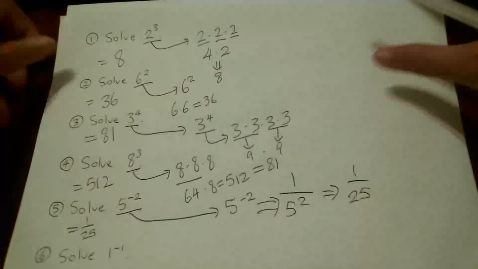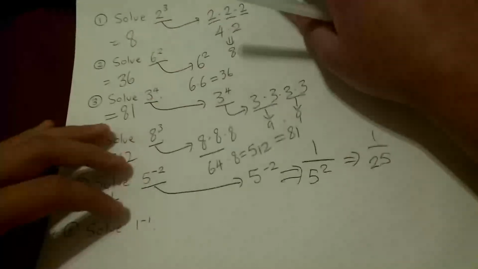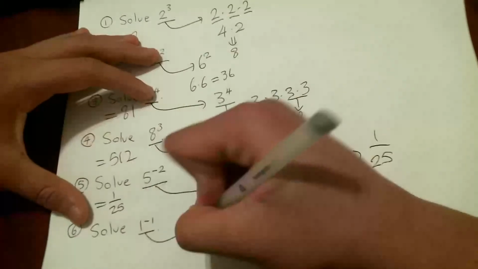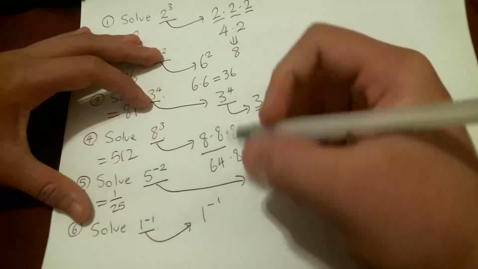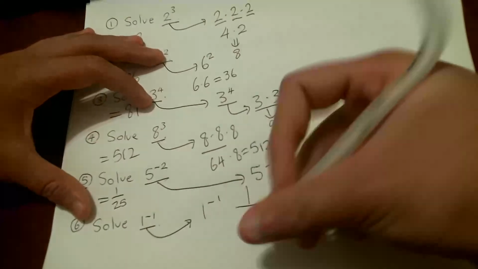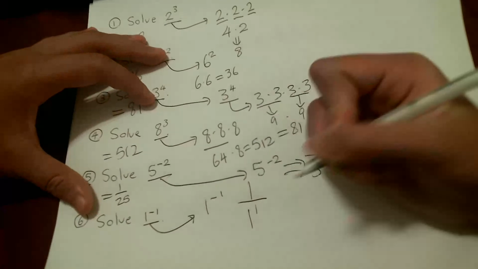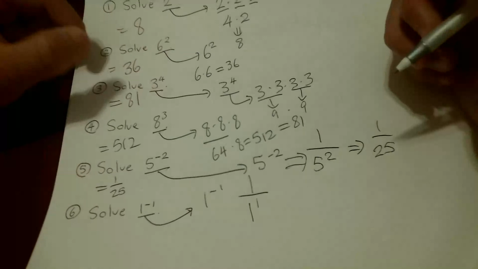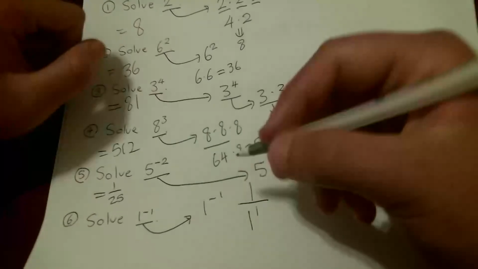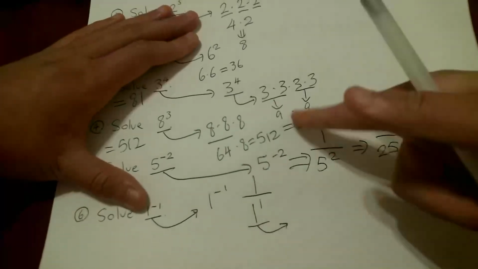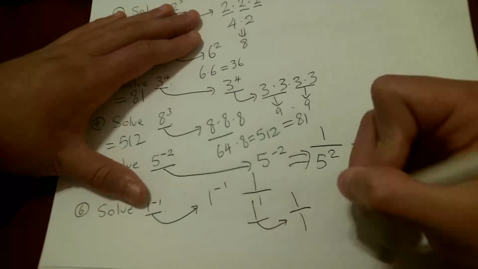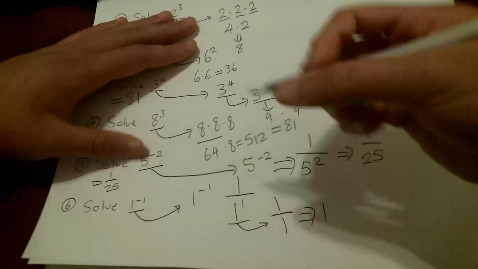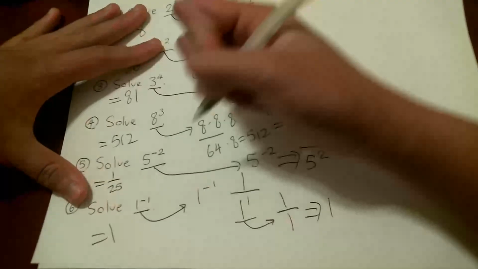Alright, let's try the last one, which asks to solve 1 to the power of negative 1. So 1 to the power of negative 1, we will have to put that under 1, and then we have 1 to the power of 1, which is the positive version of negative 1, under that as the denominator. That would amount to 1 over 1, which just equals 1. So that would be our answer.